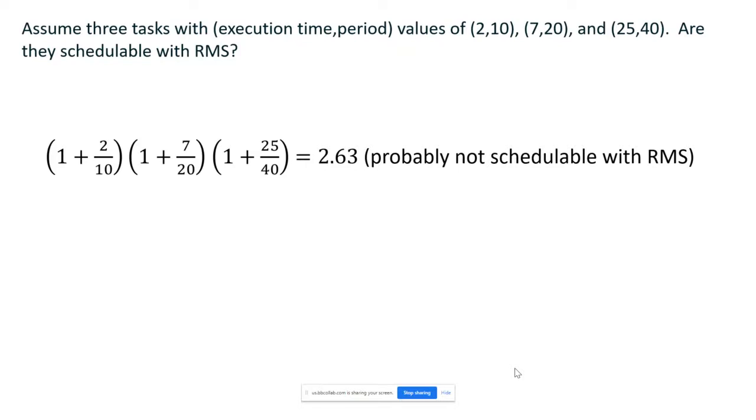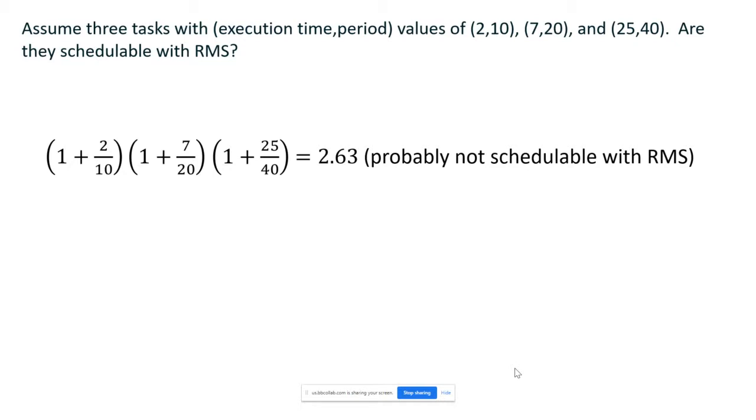Well, if you calculate what I called the RMS bound, but actually what I meant is the value that you need to do the RMS schedulability test, whatever you want to call that number, which is 1 plus 2/10 times 1 plus 7/20 times 1 plus 25/40, you get 2.63, which means it's probably not schedulable with RMS. However, that wasn't one of the multiple choice options.